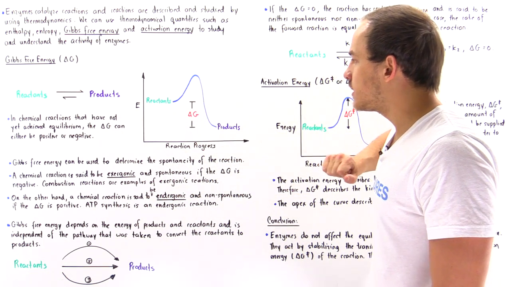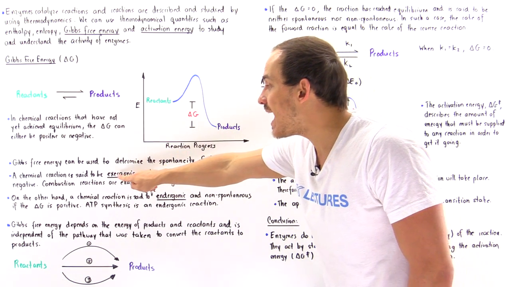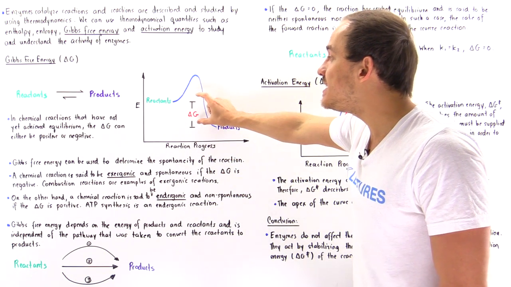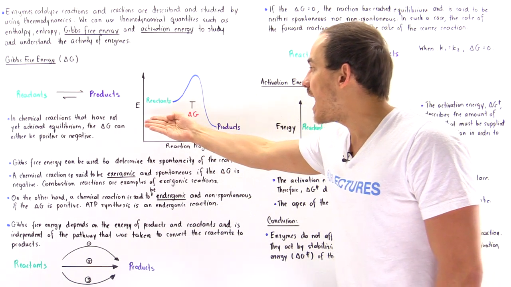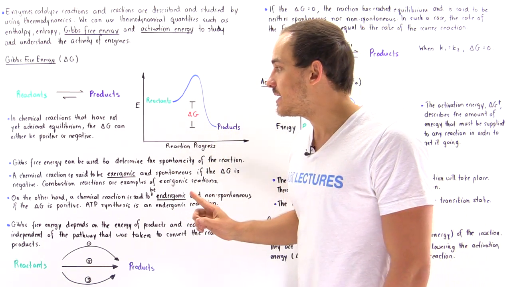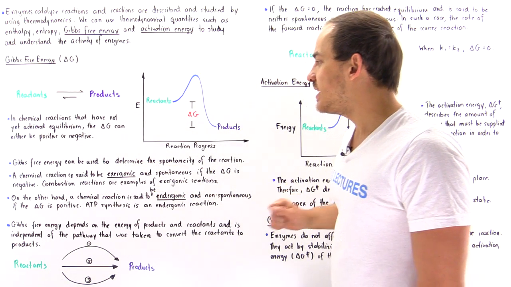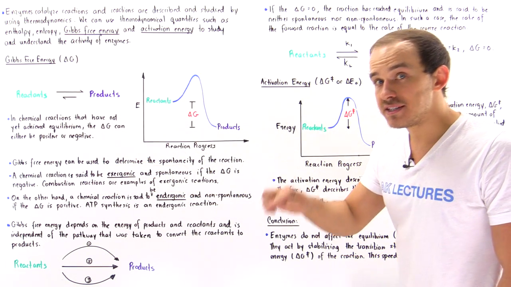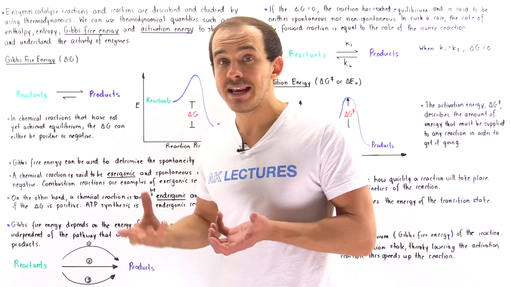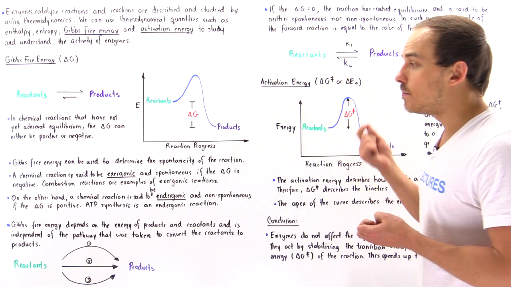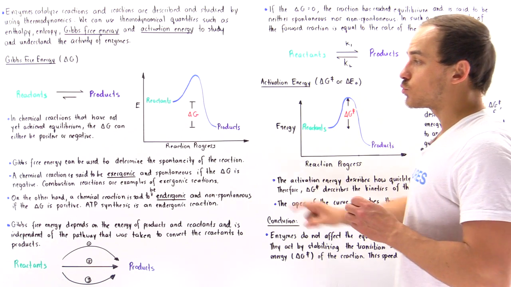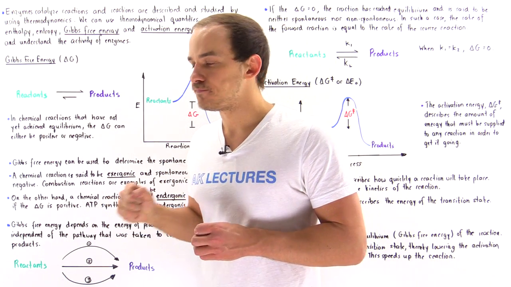Now, for this particular case, this reaction describes an exergonic reaction, and exergonic reactions always have a negative delta G. That means energy is released in this reaction and the reaction is said to be spontaneous. So a chemical reaction is said to be exergonic and spontaneous if the delta G is negative. And one example of a spontaneous reaction in nature is combustion. So combustion reactions are examples of exergonic reactions where the delta G value is negative.